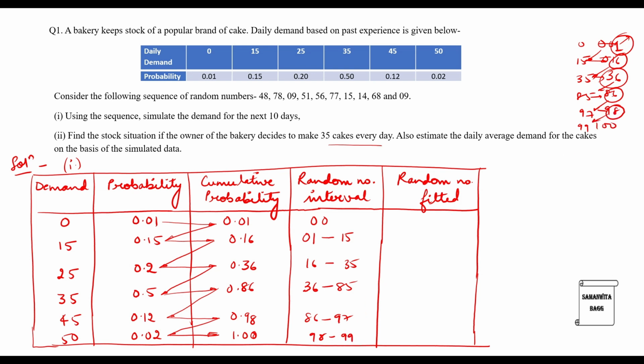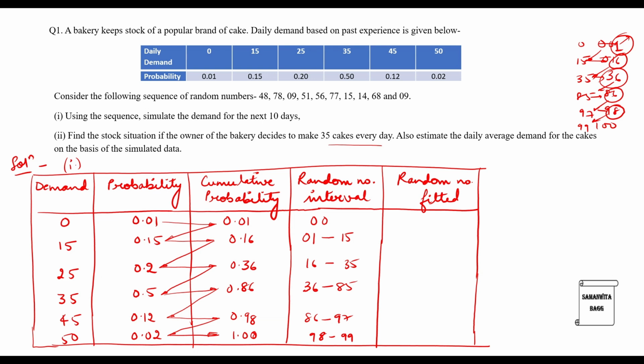We never write the last number as 100. It is always 99, starting with 0 up to 99. So that's how you have created your entire random number interval table by subtracting 1 from these values. Before that, don't forget to multiply them with 100 so that this comes out as a double digit number.